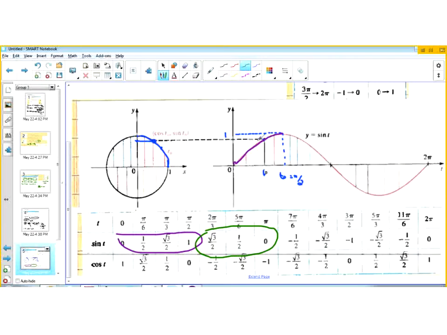Okay, for t greater than pi halves, that would translate into this green part right here. Okay, so that range of numbers, and then for t greater than pi but less than 3 pi over 2, we know that at t equal to 3 pi over 2, the output is -1. So right here, this is -1 right there.